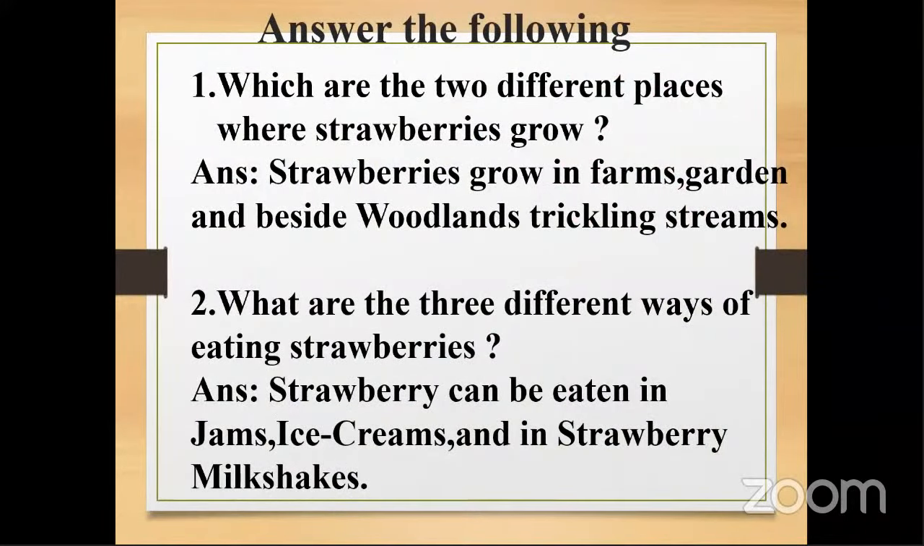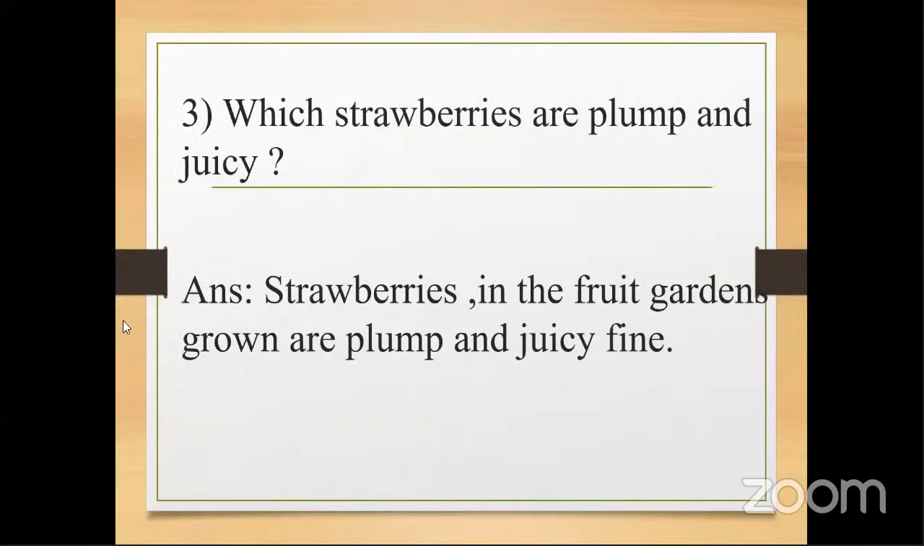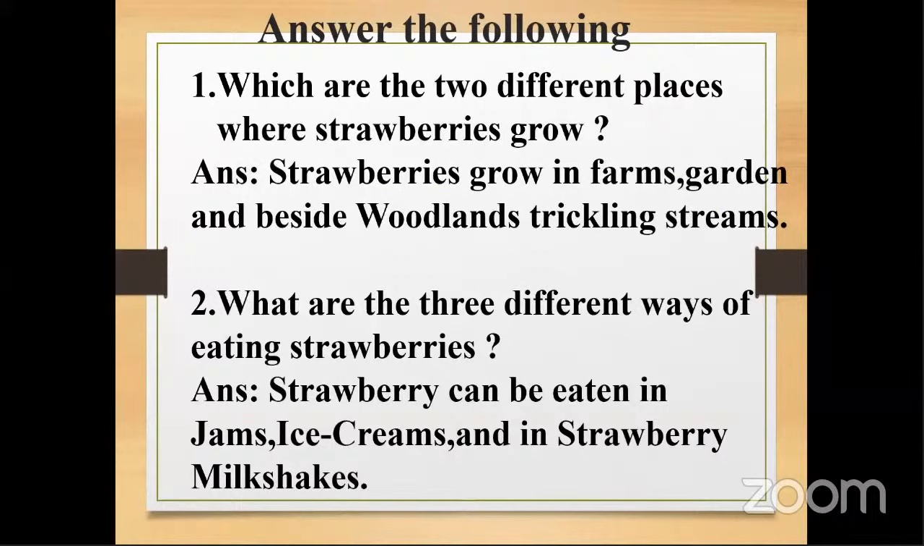Now, answer the following. Which are the two different places where the strawberries grow? Strawberries grow in farms, gardens, and beside woodlands, streams. Okay, very good. What are the three different ways of eating strawberries? Can you say? Strawberry can be eaten in jams, ice creams, and in strawberry milkshakes. Very good. Strawberries can be eaten in jams, ice creams, and strawberry milkshakes.